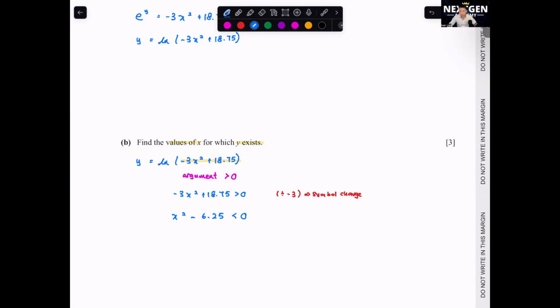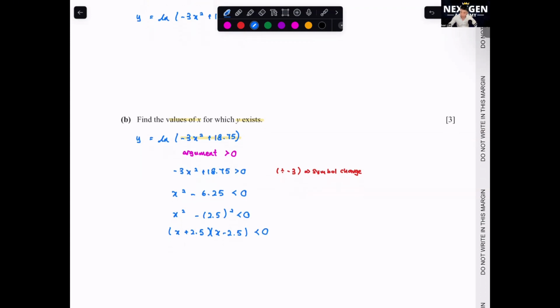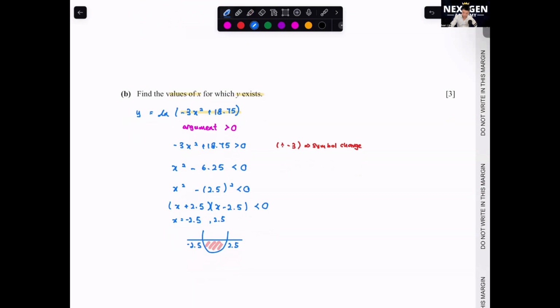From here, I'll do this. If you want to factorize this, you can do factorizing like that: x plus 2.5, x minus 2.5, less than 0. Now it's a quadratic inequality. This one is x equals negative 2.5 and 2.5. You put the values here, like that. Then less than 0 means this part here, and our inequality will be negative 2.5 less than x less than 2.5. This is a quadratic inequality.